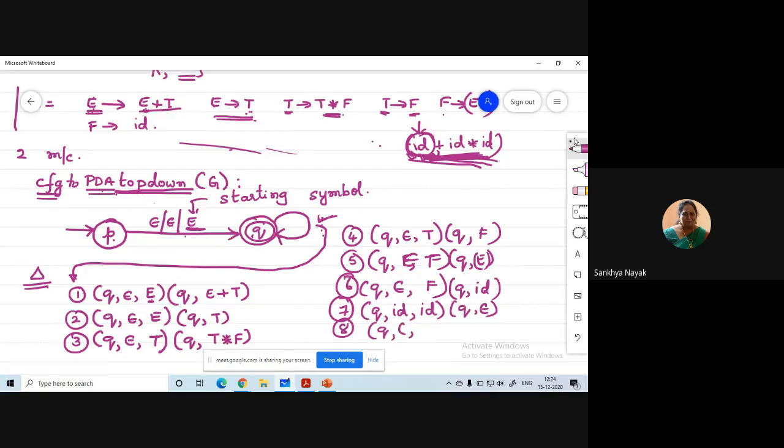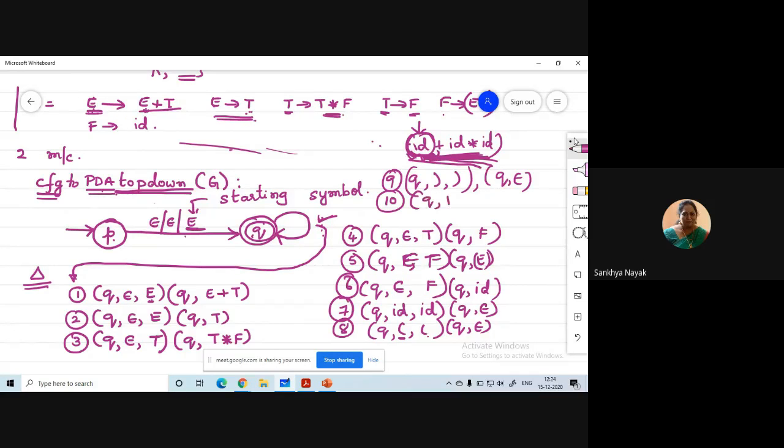What other symbols do I have? If I have an open bracket in the input and in the stack also I have an open bracket, then just pop it. Correct? Similarly, what else do I have? Closed bracket. If you have a closed bracket in the input and a closed bracket inside the stack, pop it. Right? Similarly, ID, plus and star, right?